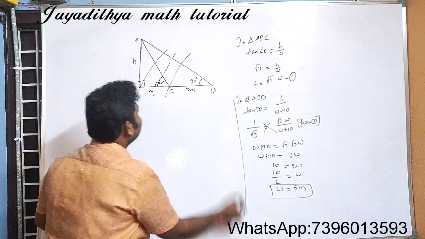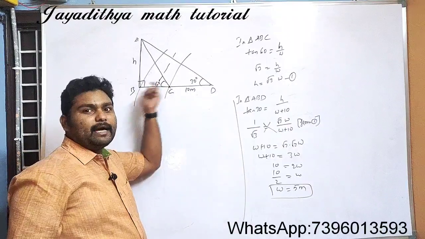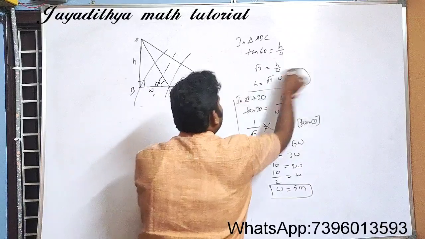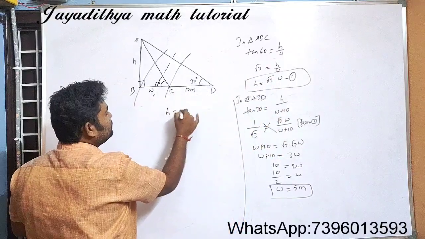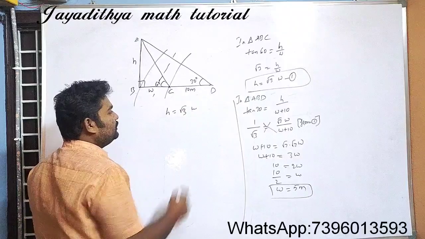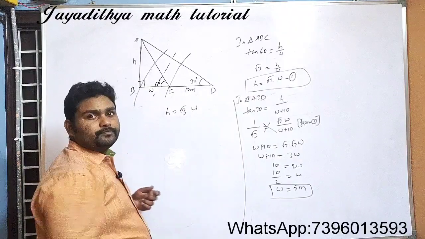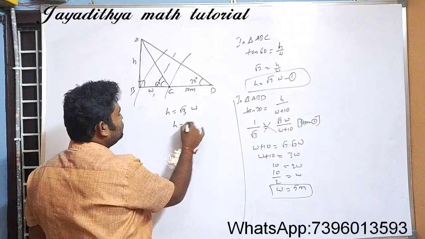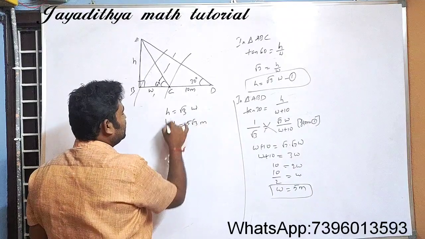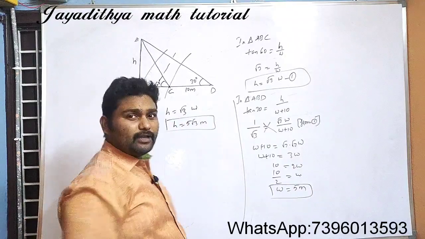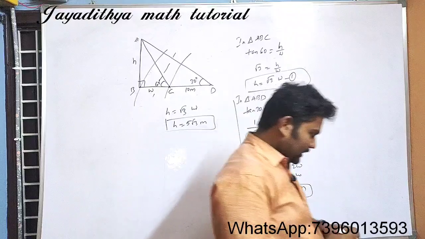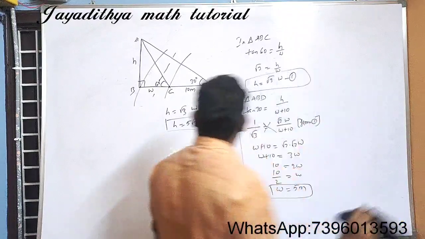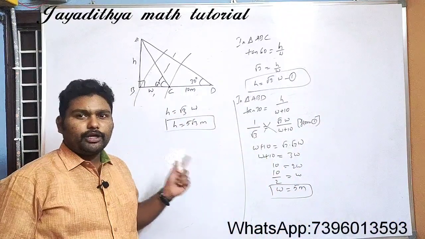Now what is the other case? You also need to find height here. What is height here from equation 1? Root 3 W. So H is equal to root 3 into W. What is W? That is 5. So height is equal to 5 root 3 meters. Clear? And height of the tower is 5 root 3 meters. So this is one of the most important questions.